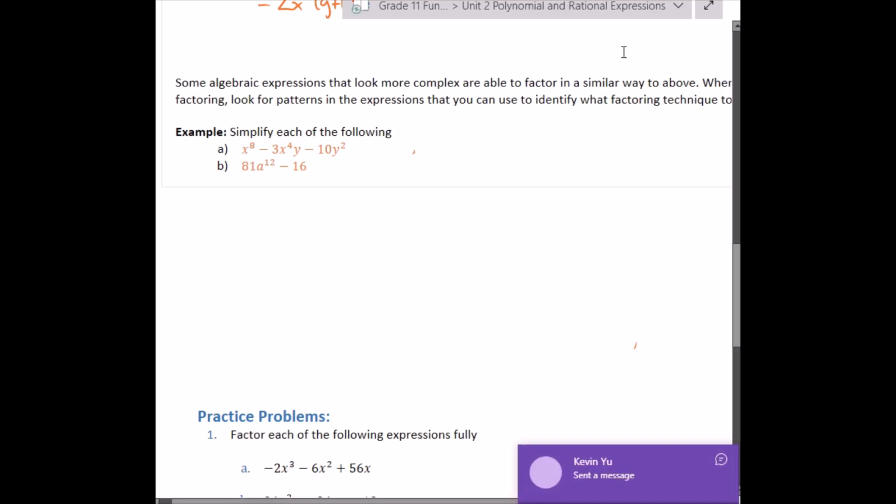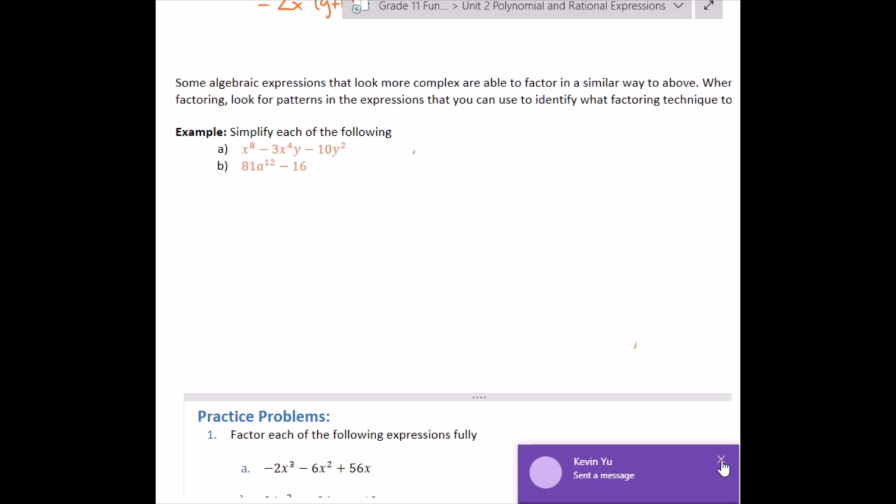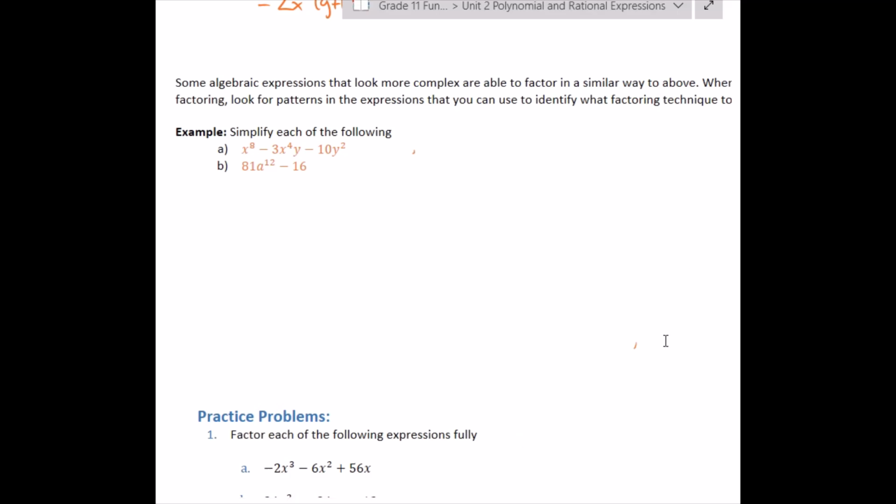So for example, I'm going to simplify each of the following here. First, we have x to the power of 8 minus 3x to the power of 4 y minus 10y squared.